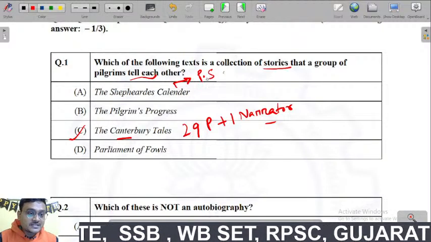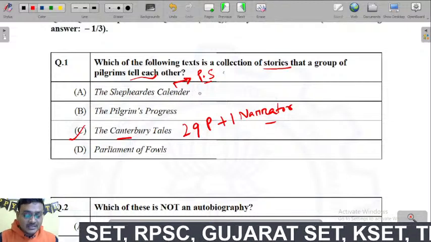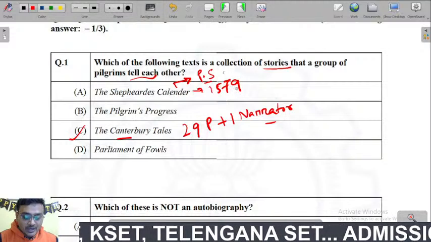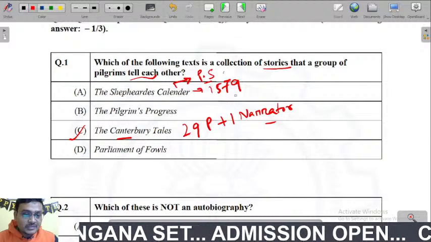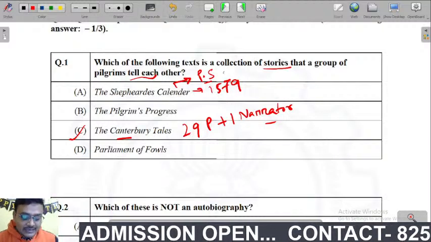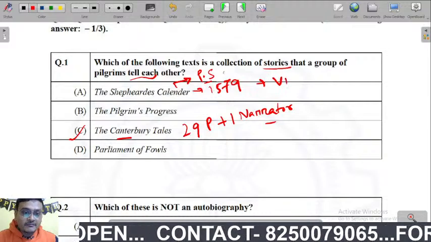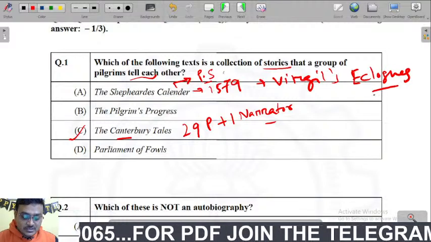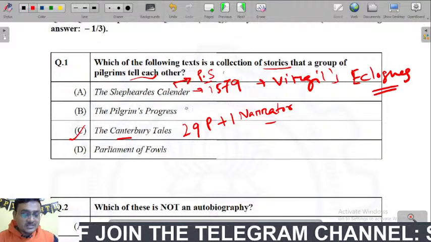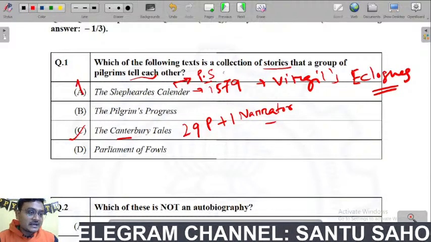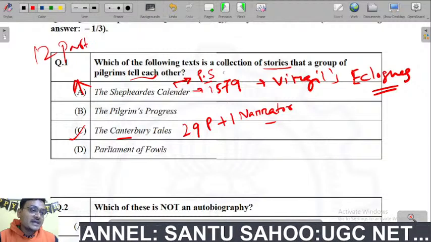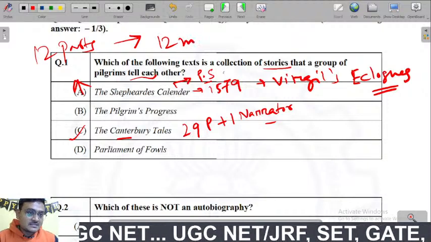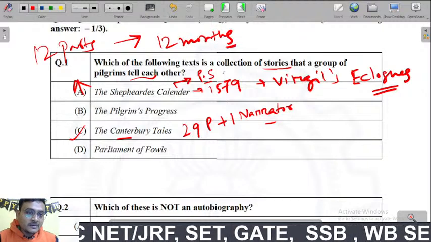It's a work by Philip Sidney, and you all know that this work was published in 1579. Which work influenced Philip Sidney to write this Shepherd's Calendar? That is Virgil's Eclogues. Virgil's Eclogues influenced Philip Sidney to write this work. And Shepherd's Calendar has 12 parts. Remember that it has 12 parts, and these 12 parts represent 12 months.